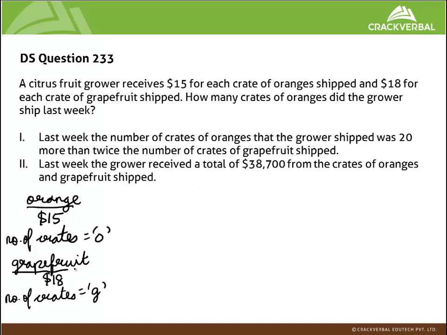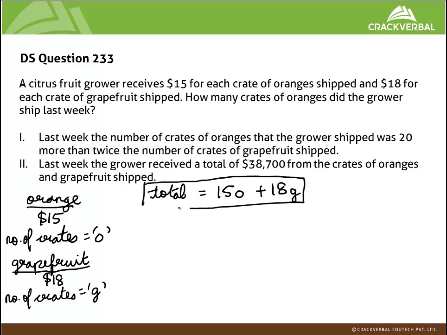So the total amount that the citrus fruit grower earns is going to be the cost of each orange crate times the number of crates plus the cost of each grapefruit crate times the number of crates. And here the question asks us to find out how many crates of oranges did the grower ship last week. So we need to find out what is the value of O. So this is value data sufficiency. We need one definite answer for O.